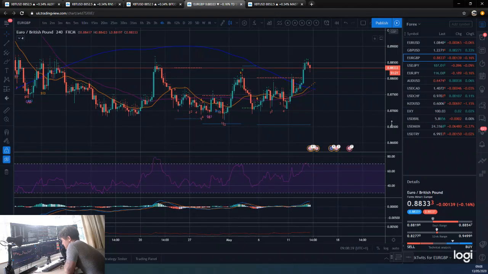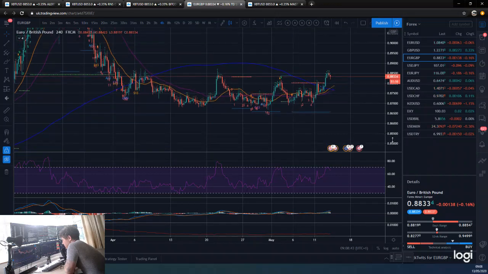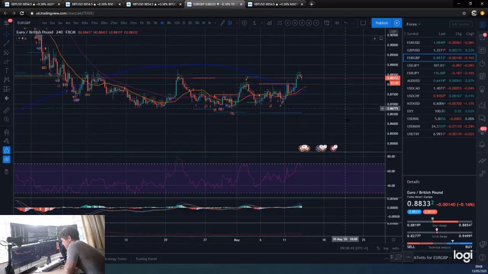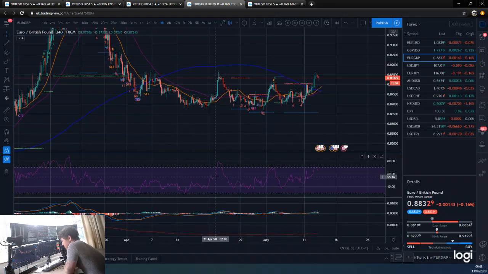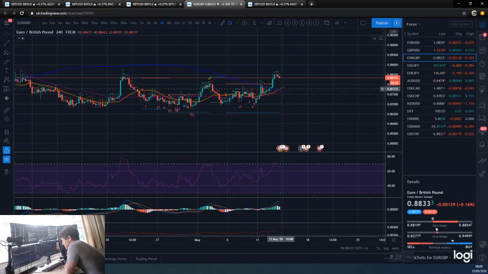Looking quite constructive on the daily here. I would expect a pull back towards the 200, and then maybe a push up. You can see the RSI on the 4 hour, the stochastics on the 4 hour RSI, coming down. And then the MACD looking like it'll come down a bit. So we could be seeing a bit of a test back, maybe to around this level here.